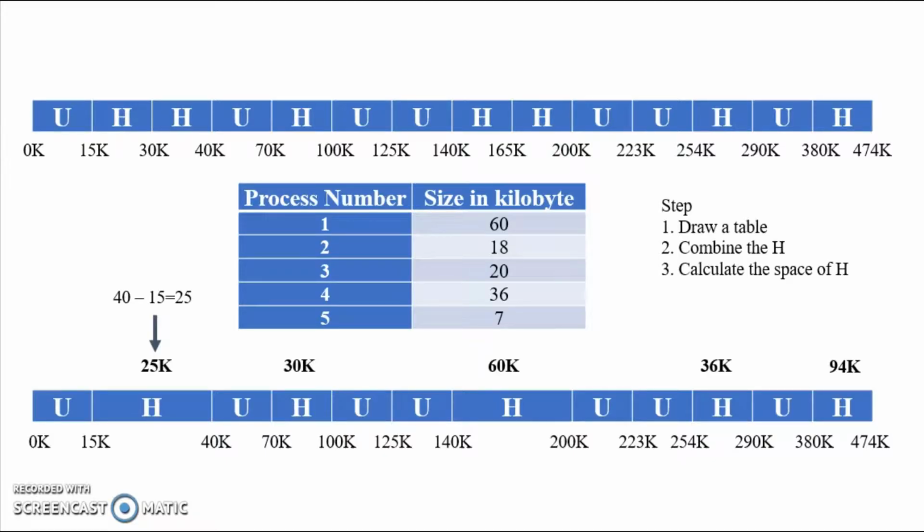This is our first question for this assignment. So for step 1, we draw a table. This is the table. And we combine the table. We combine the whole inside the table. We combine whole together, and we calculate the space of the whole. So this is our process number and the size in kilobytes for those processes.